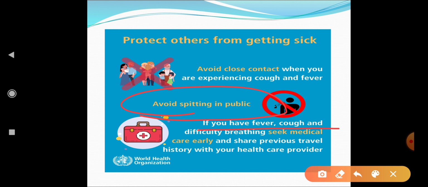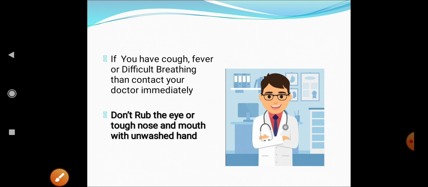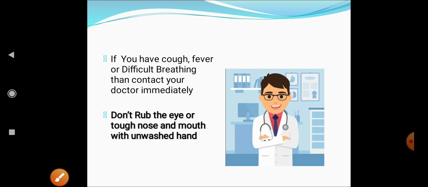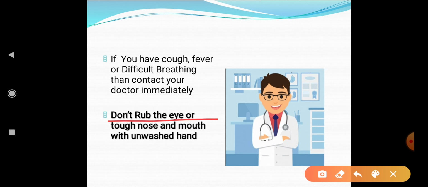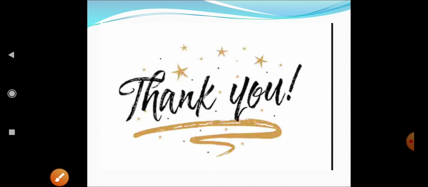If you have symptoms like fever, cough, or difficulty in breathing, then immediately seek a medical care facility. So if you have such symptoms, you have to contact the doctor immediately. And you have to remember that you shouldn't rub your eyes, nose and mouth with unwashed hands. So that is all regarding the prevention of the coronavirus.